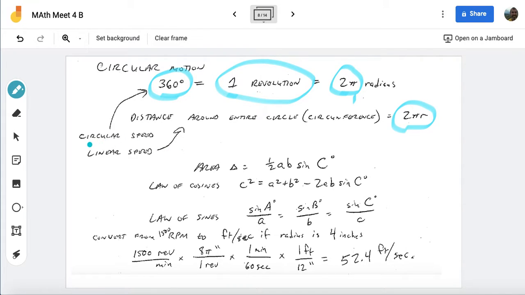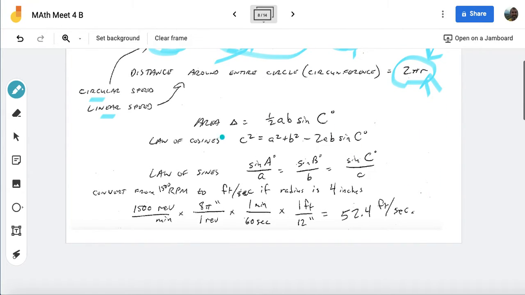Now, sometimes you're going to be relating circular speed and linear speed. Circular speed is how fast it's going around, like revolutions, but that could also be in degrees, and it could also be in radians. And we could have linear speed, which would be distance. Hopefully we do a problem where it relates how fast it's spinning, and you have to figure out how fast it's gone, like a wheel going down the road. It might be spinning at a certain rate, like 5 revolutions per second. How much distance is that? Well, it depends on the radius of the wheel.